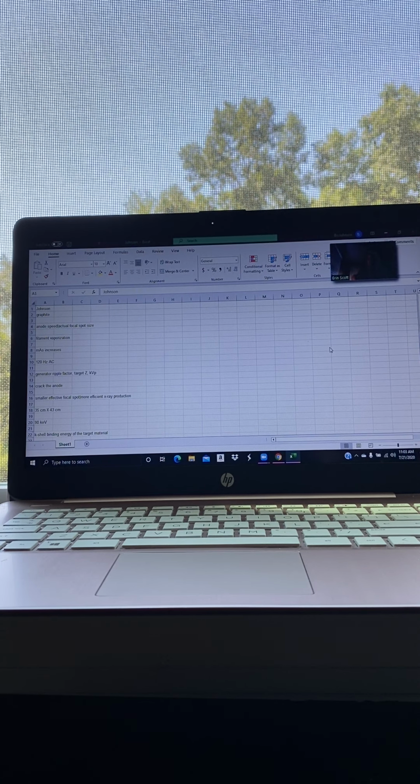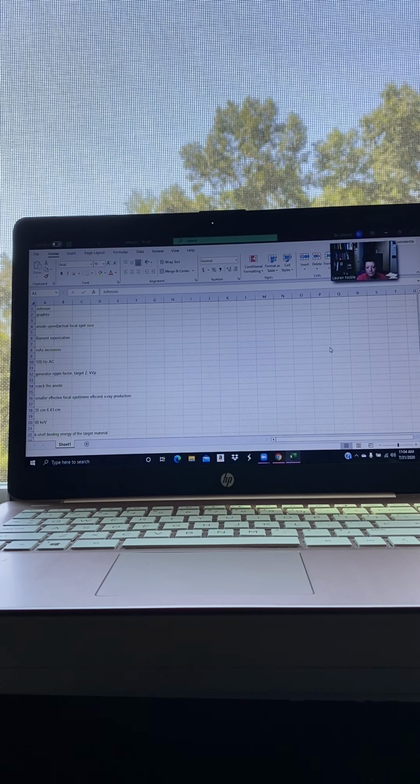Would it be anode speed and actual focal spot size? Yep, anode speed and actual focal spot size. Space charge effect has nothing to do with whether or not the exposure is safe. The space charge effect has to do with why vendors do not manufacture X-ray equipment above 1200 MA. So anode speed and actual focal spot, you have to know those two factors to know whether or not MA and time and KVP would be safe for that particular X-ray unit.